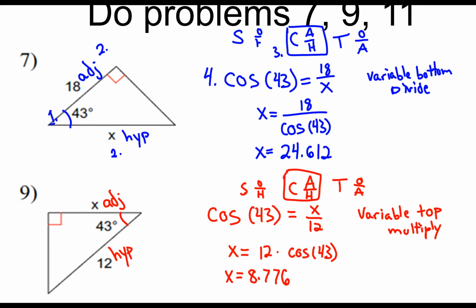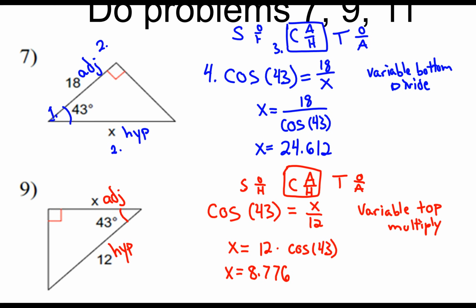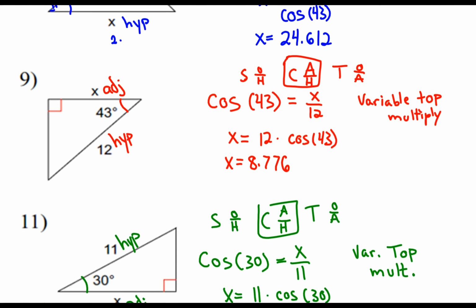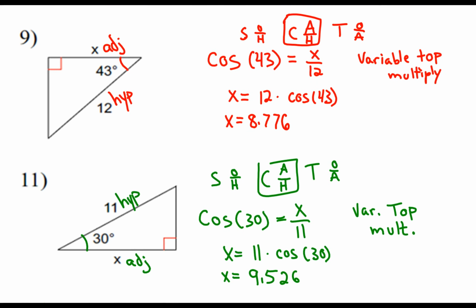Then let's take a look at number 11. Number 11, same thing, follow the same 4 steps. 1, identify the angle. 2, identify the sides. 3, identify which trig function. And 4, set up equation and solve. It's the same 4 steps every time. All right, so that is using right triangle trig to find a missing side.